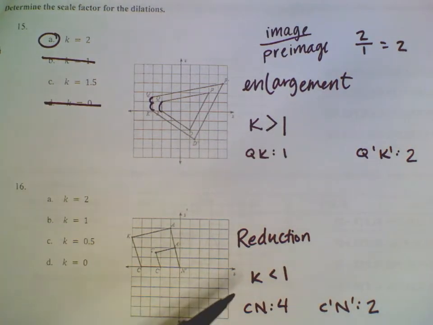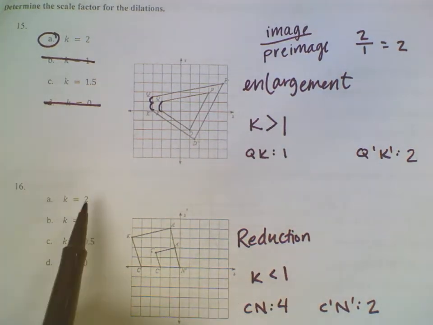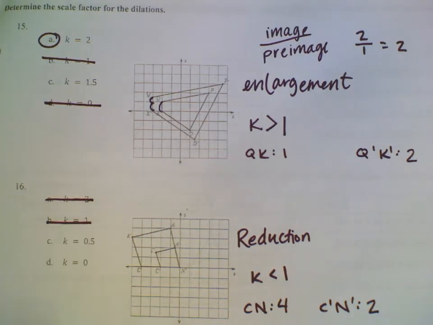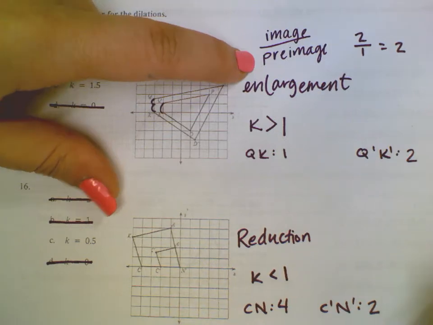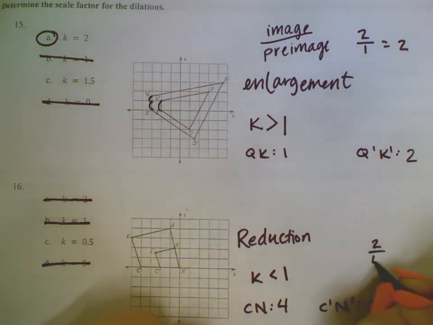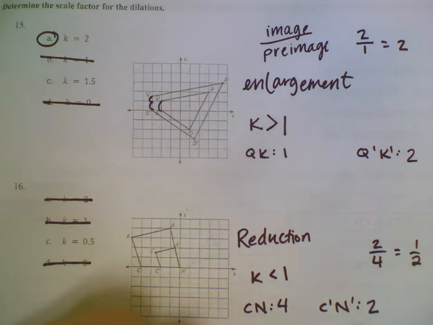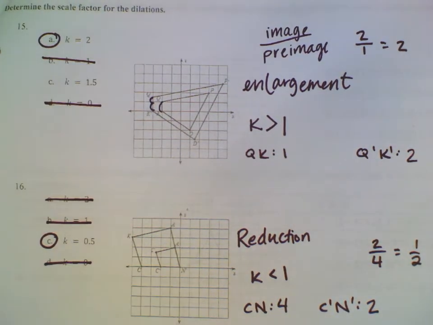If I know that my scale factor must be less than 1, that already takes off A and B. You also can't have a scale factor of 0, so really by the process of elimination, without even finding those side lengths, we can tell that the answer will be C. But we're always going to do the image over the pre-image. So I would have 2 over 4 or 1/2, which is 0.5. If I had instead accidentally done 4 over 2, that would be 2, which means my scale factor would be 2, which is not less than 1. So that would not work.